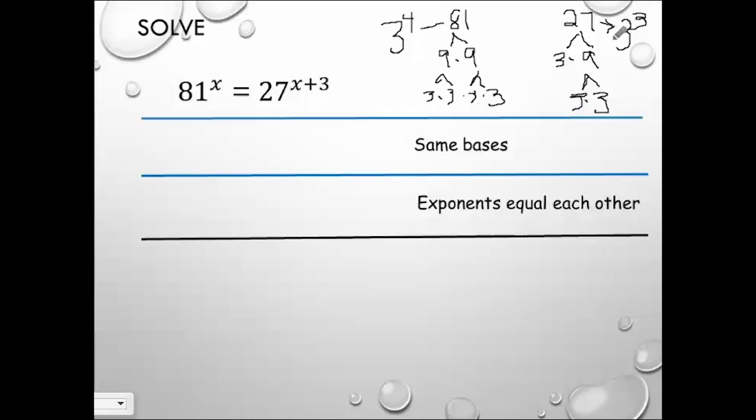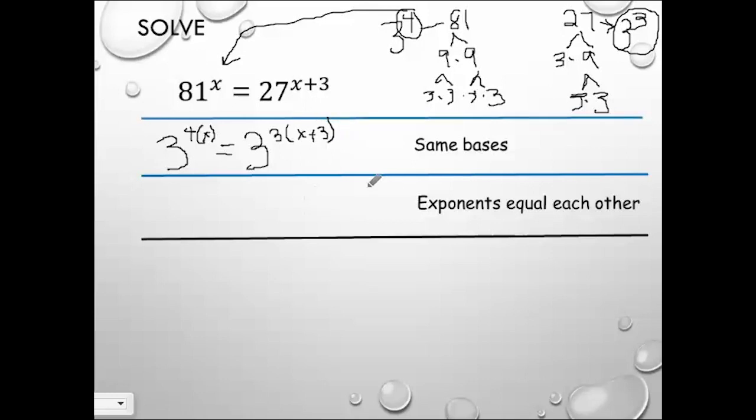I now have same bases, so I can rewrite this, but we have to be careful. This says 3 to the power of 4 times x, because I have to multiply this exponent with the exponent that's already there. I have to do the same thing on this other side. I'm going to have 3, and I'm going to raise it to the power of my 3 over here, but I have to multiply everything that's already in that exponent by 3. Now that my bases are the same, I can rewrite this as an equation and solve it. So I'm going to have 4x equals 3 times x plus 3.